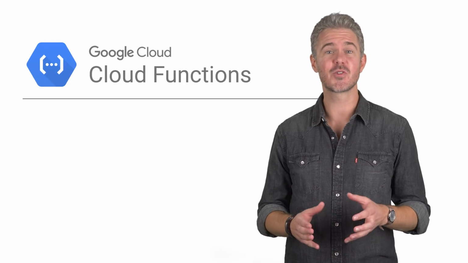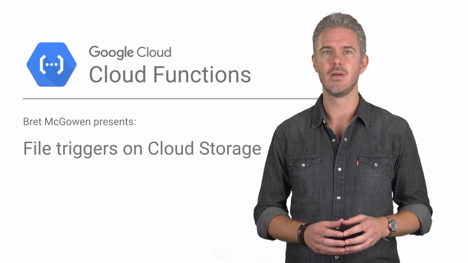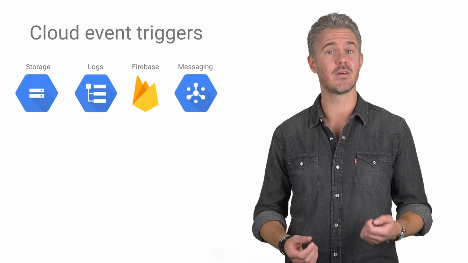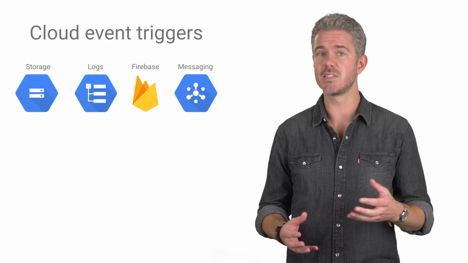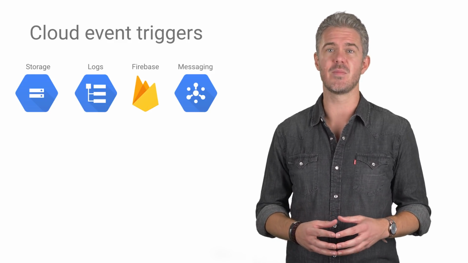Google Cloud Functions are serverless code functions that listen for and respond to events in the cloud. For example, a function could listen for a file uploaded to Cloud Storage, listen for a log change in Stackdriver Logging, or respond to mobile app events from Firebase.